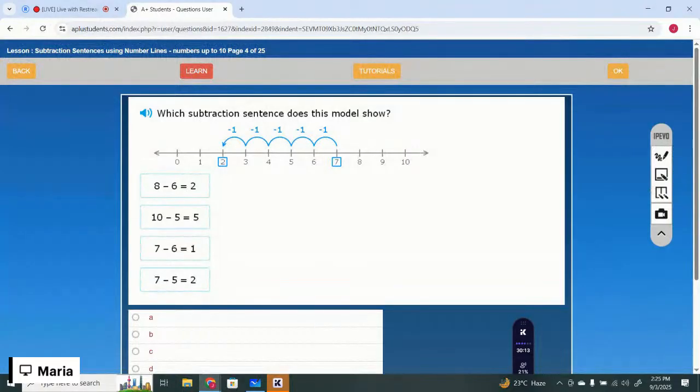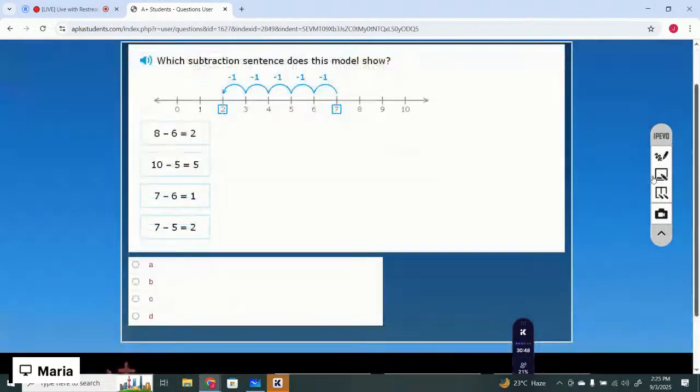Okay, start with 7. Go back 1, 2, 3, 4, 5 times. You go back 5. So you end up on 2. 7 take away 5 is 2. Option number D is the correct option.